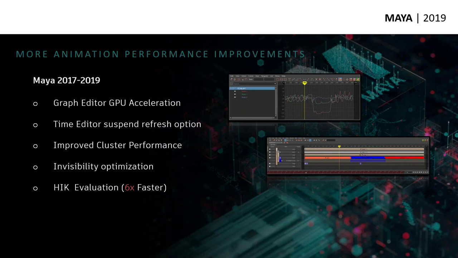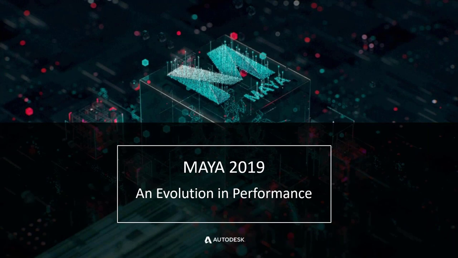And then some more specific things: cluster performance has been improved, invisibility performance has been optimized, the playback of scenes with lots of invisible objects. HIK evaluation has been improved. HIK evaluation in Parallel Maya is now up to 6 times faster, which is pretty significant. So a lot of kind of smaller individual updates for animation performance along the way.